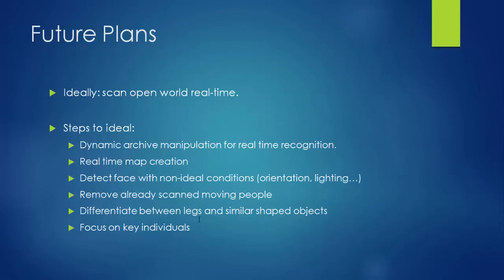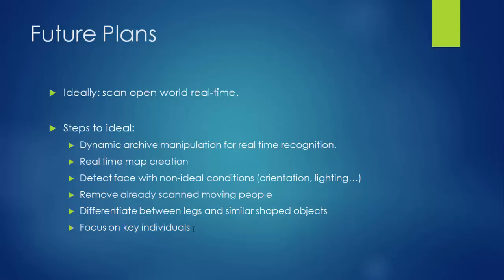Next, we want to be able to differentiate between legs and similar shaped objects. There was quite a problem with the leg detection algorithm, because it would detect things that looked similar to legs, table legs being our big problem, and then classify them as humans. So we need to make sure that we can differentiate between stuff like that.